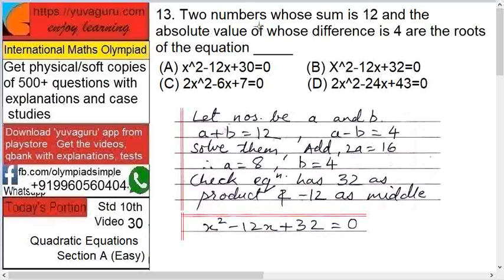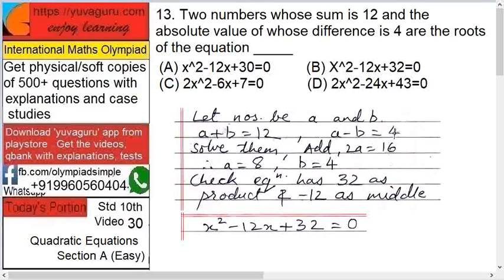Now the sum is 12 and the absolute value of the difference is 4. Absolute value means if you subtract and get a minus sign, make it plus. That's the meaning of absolute value. So what is given? Let a and b be the numbers. So a plus b equals to 12, right? And a minus b equals to 4, absolute value. Solve them, therefore add them.